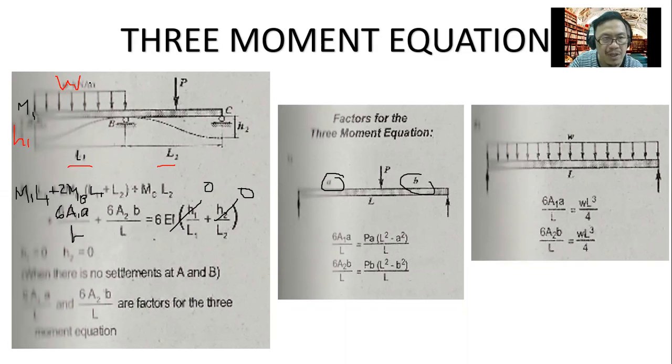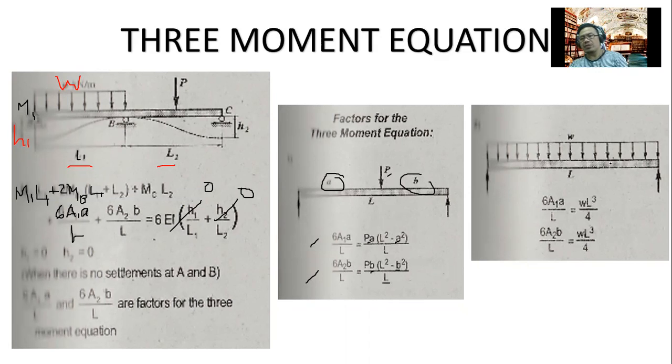For example, if you're going to consider this uniform load, you're going to use 6A1A because it's coming from span 1. And if you're going to consider this L2, you have to use this one. So in this type of loading, for 6A1A over L, you have this formula, just for you to remember: P times A, because it's coming from A, multiplied by L squared minus A squared over L. So if you use A, you use A also here. If you are going to 6A2B, in the right, you have PB times L squared minus B squared. So it's all consistent for B.